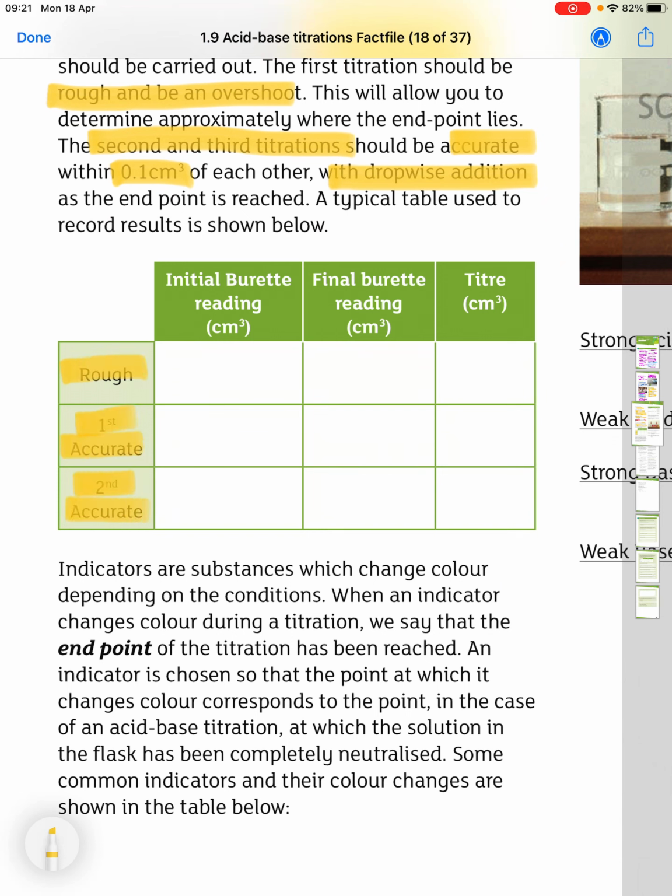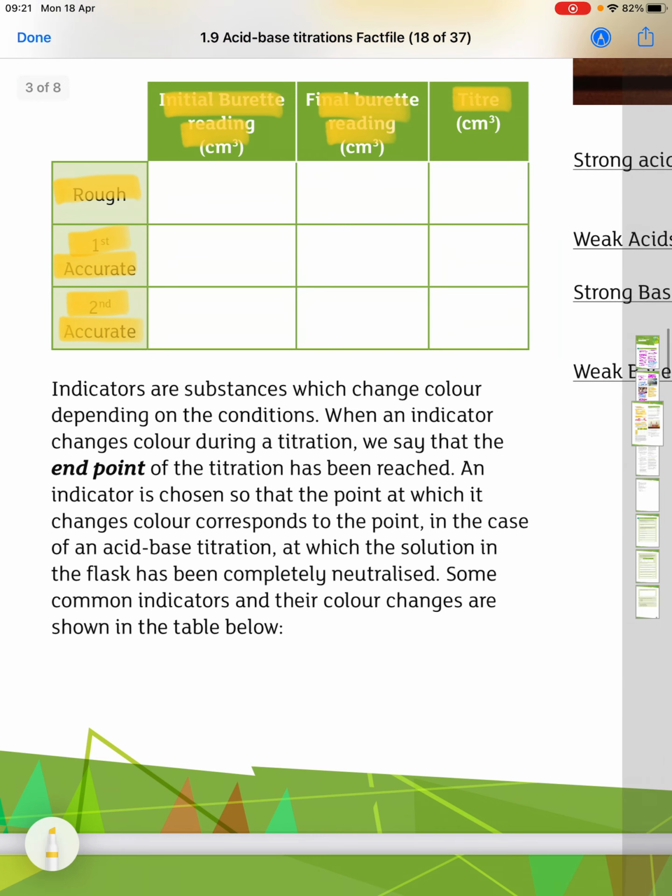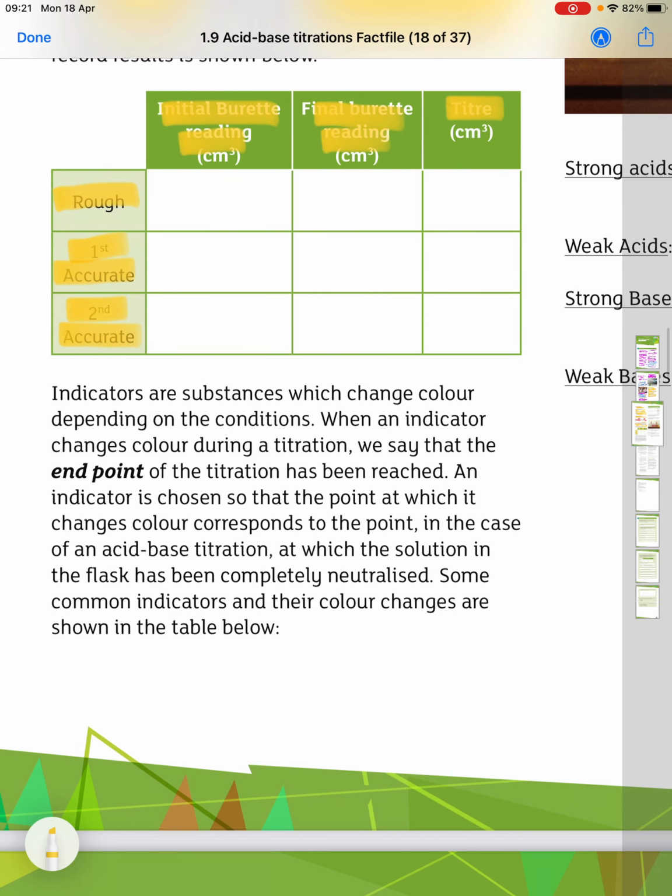So we've got the rough, first accurate and second accurate. The initial burette reading, the final burette reading, and then the titer is the mean or the average of the two.